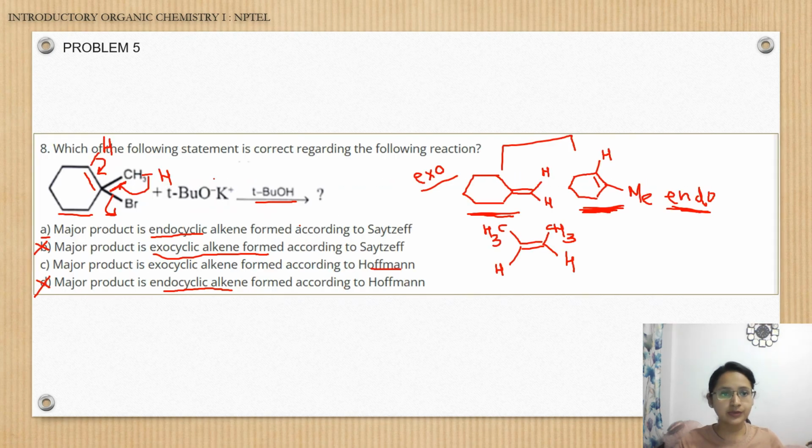Okay. If it is understood, then what will be the correct option between A and C? A is saying the major product is the endocyclic alkene formed according to Zaitsev, and C is saying the major product is the exocyclic alkene formed according to Hoffman. Which will be the major product now? Option C will be the correct one, right?